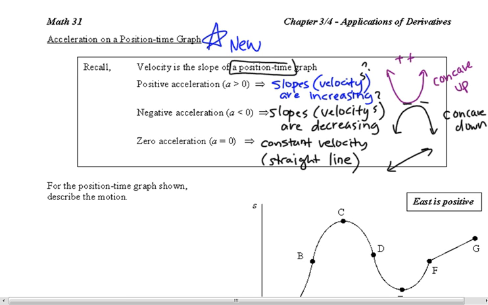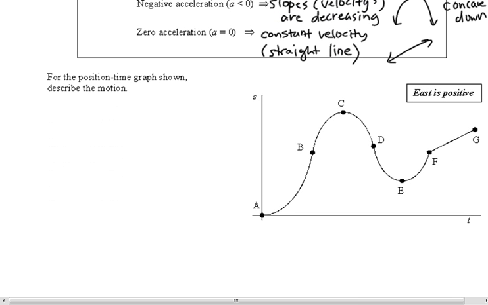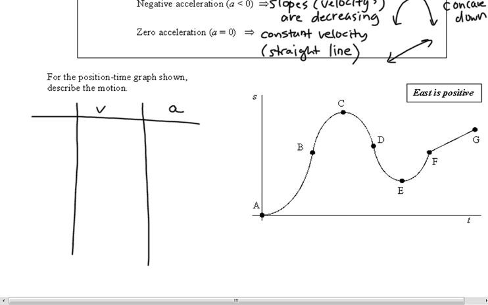From a position time graph, we should be able to see when we have positive velocities, and when our acceleration is positive or negative. So let's describe this graph. There's 2 parts to it: our velocity and then our acceleration. So I'm going to make a chart. We want to do our velocity and then our acceleration. So we have A to B, B to C, C to D, D to E, E to F, and F to G.